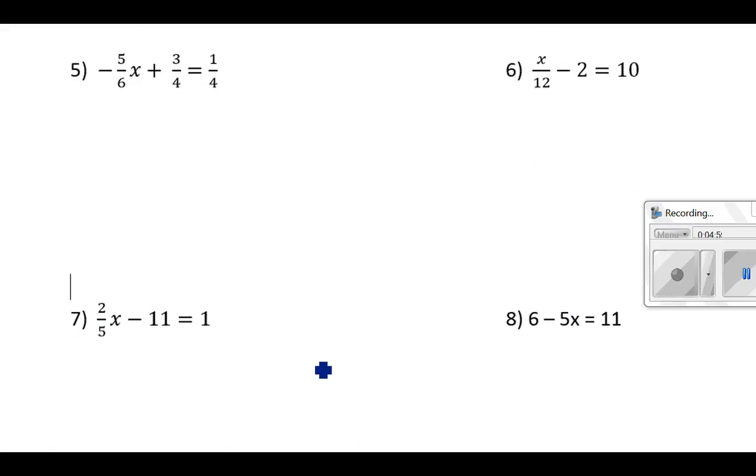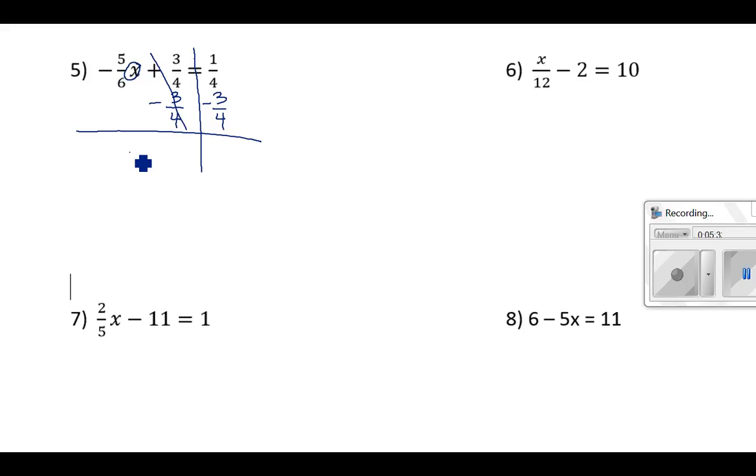Question number 5 has fractions in it. You guys tend to freak out when that happens, but we're going to take it one step at a time because you can do it. We're going to pretend like it's just regular numbers and start solving it the same way we normally would. We have the x we want to get rid of, so we're going to start by getting rid of plus 3/4. The inverse of plus 3/4 is minus 3/4. Draw a line and cancel.